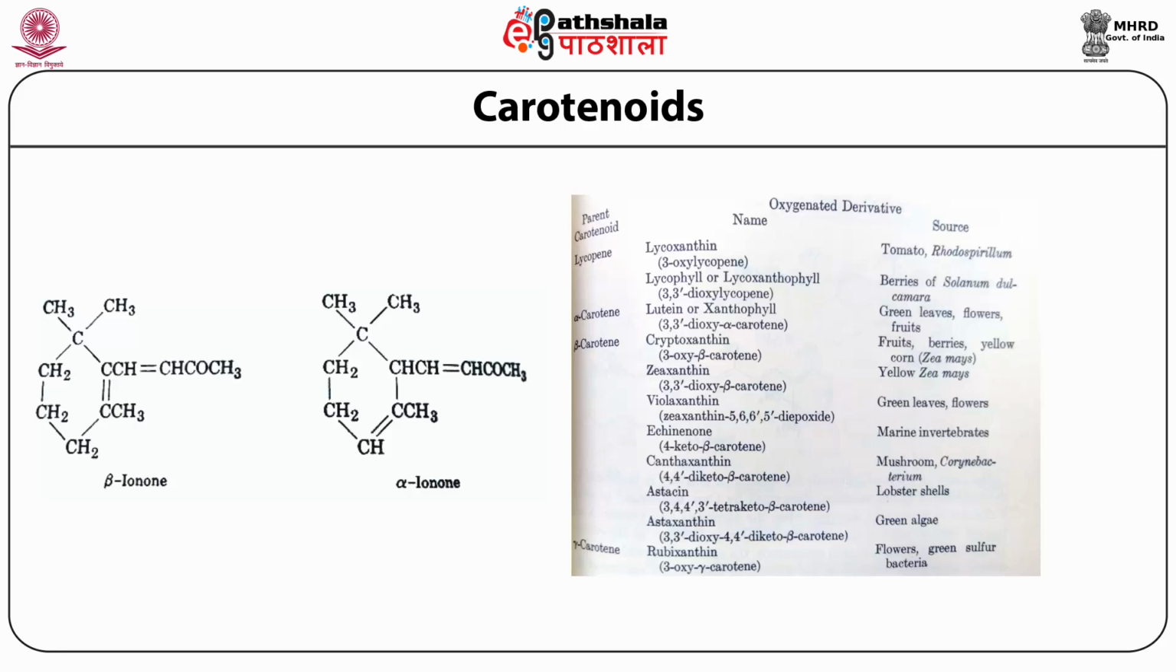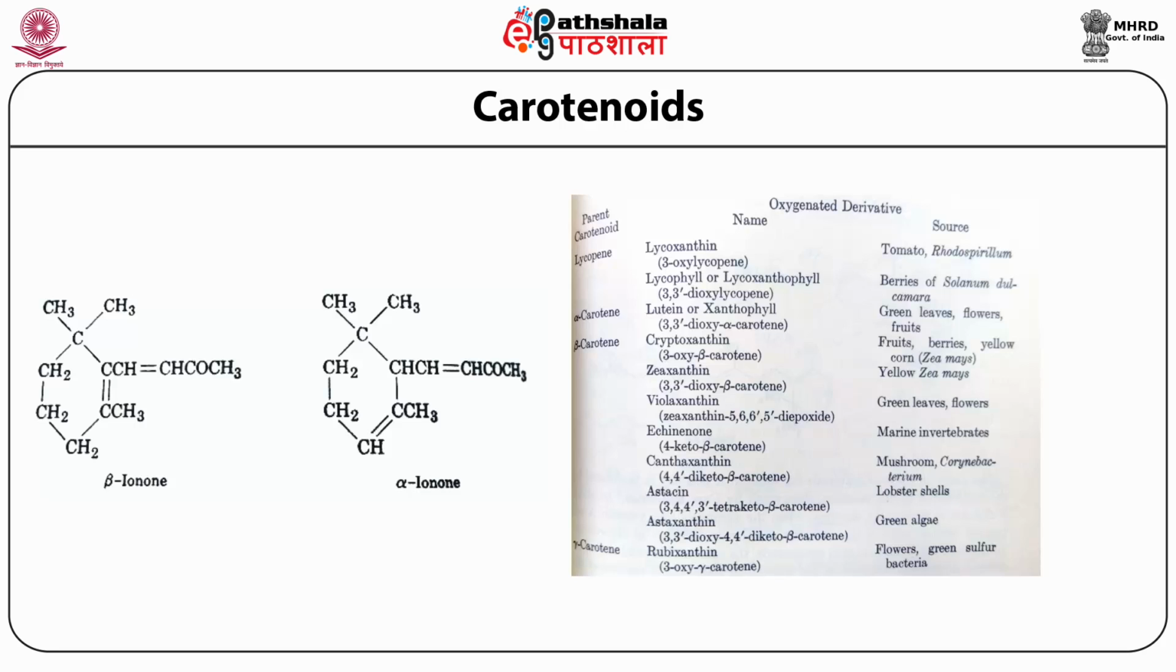which occurs in the yellow corn, zeaxanthine, which is also present in yellow corn, violaxanthine, which also occurs in some green leaves and flowers. Echinenone is a 4-keto beta carotene and occurs in marine invertebrates. Canthaxanthine occurs in both mushroom and corynebacterium. Its structure is 4,4-diketo beta carotene.